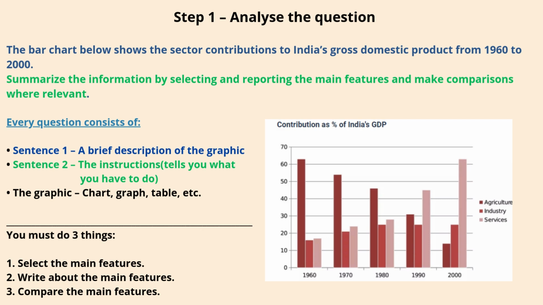Your task is to first identify the main features of the chart. This could be significant trends, key changes, or extreme values. Next, you need to describe these main features in your essay. Finally, you should compare the data where relevant, noting any differences, increases, or decreases. This step is crucial because it lays the foundation for the rest of the essay, ensuring that you address the core elements of the graph effectively.